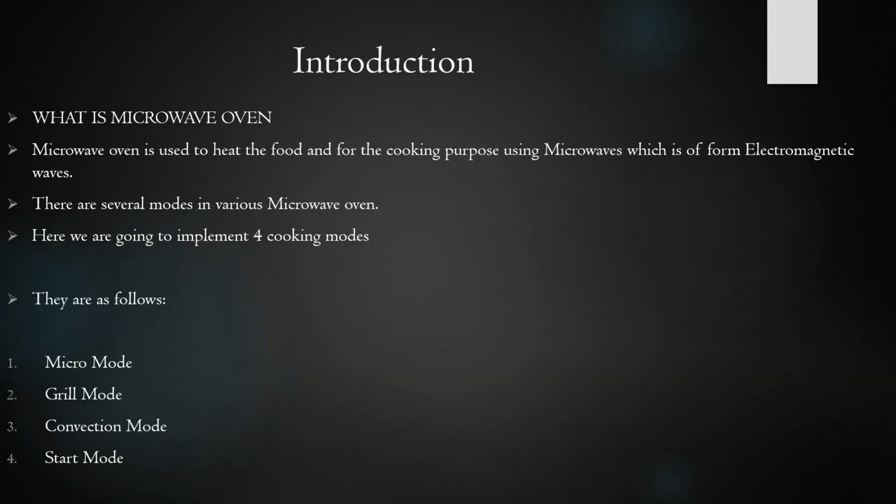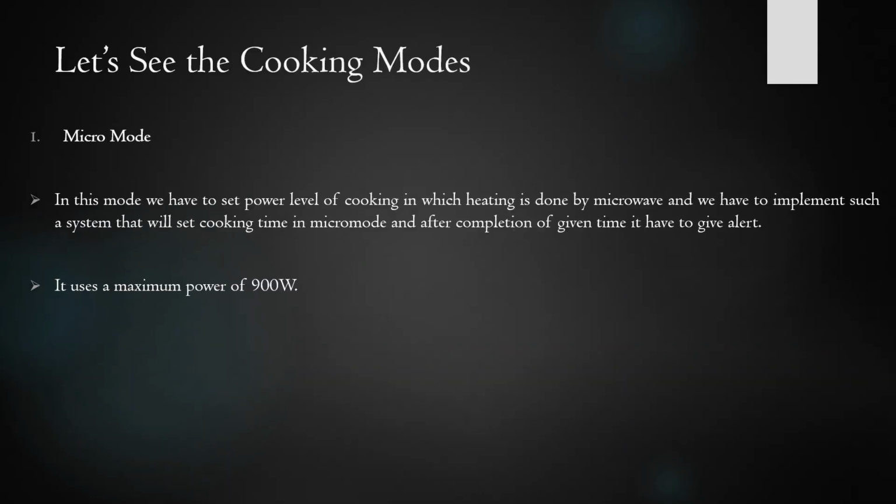Firstly, we introduce what a microwave oven is. The microwave oven is used to heat food and for cooking purposes using microwaves, which are a form of electromagnetic waves. There are several modes in various microwave ovens. Here we are going to implement four cooking modes: micro mode, grill mode, convection mode, and the last one is start mode. Let's see the cooking modes.